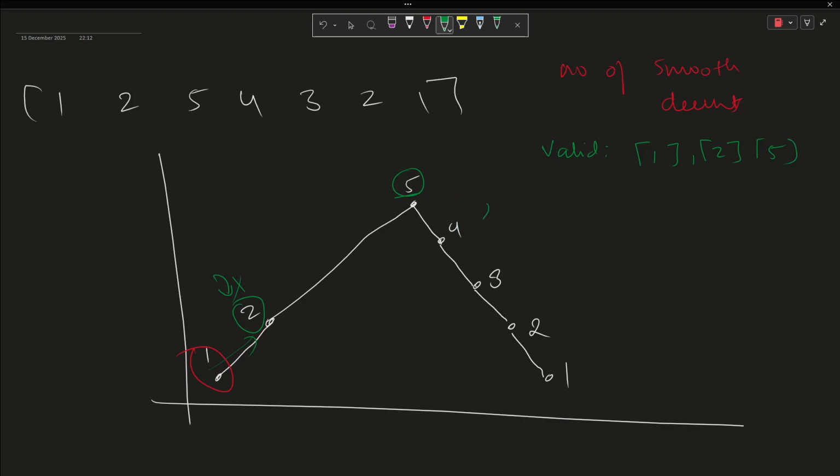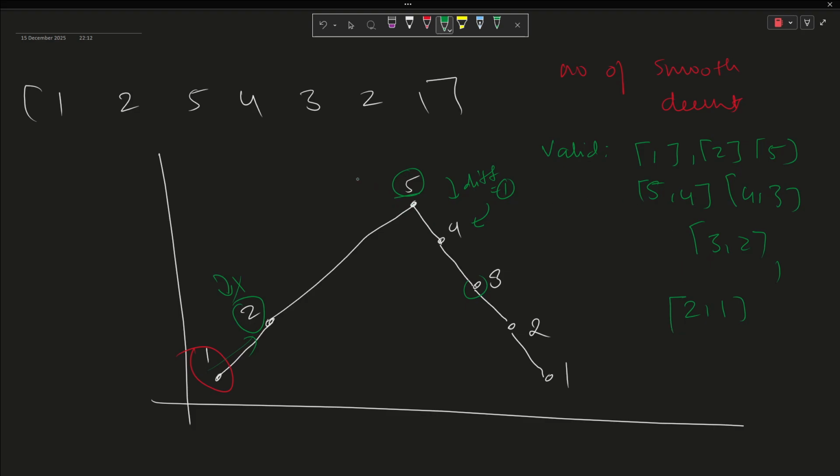Next is 4. With 5 and 4, it is decreasing and the difference is 1, so it can also be counted: 5, 4. Next we go to 3. 4 minus 3 is 1, and it is decreasing, so this can also be 4, 3. Same for 3, 2, and last for 2, 1.